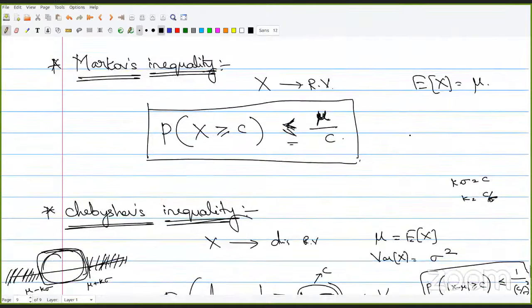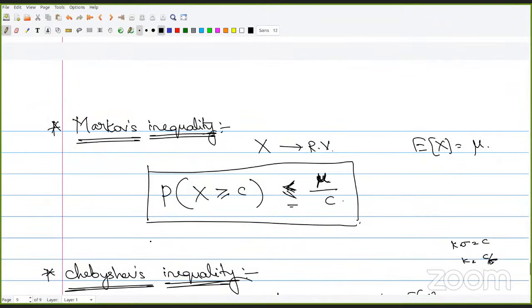What if I ask you the probability that x is taking less than c? In that case, we will use the complement: not greater than or equal to mu by c, so it will be 1 minus mu by c.